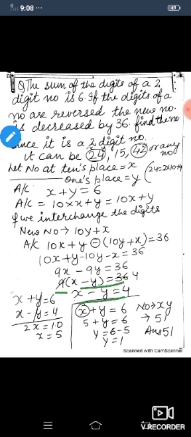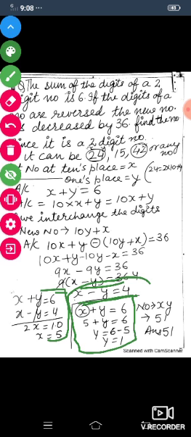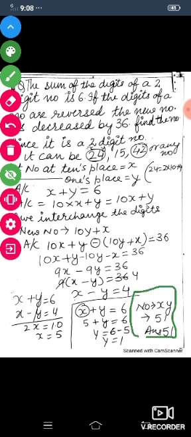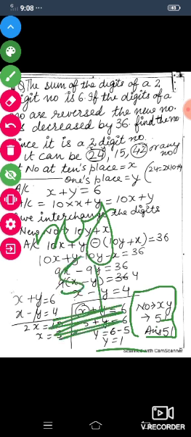My first equation was x plus y is equal to 6, and now the second equation is x minus y is equal to 4. Adding them, I got 2x is equal to 10, that is x is equal to 5, and putting the value of x in the first equation, x plus y is equal to 6. So 5 plus y is equal to 6 and y is equal to 6 minus 5, that is equal to 1. Now my number was xy. So instead of x it is 5 and instead of y it is 1. So the number is 51.